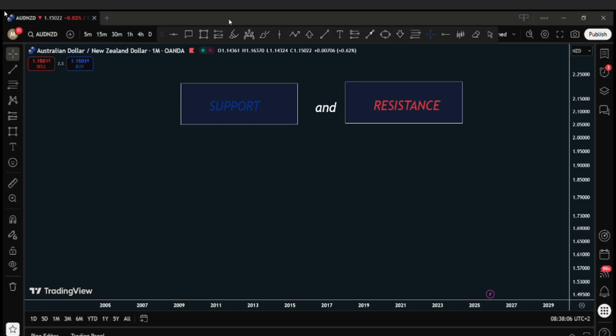So one thing you have to know is that at the zone of a support, we are going to utilize that opportunity and do what? Buy. In resistance, we are going to utilize that information and sell. So support and resistance, they are powerful together.